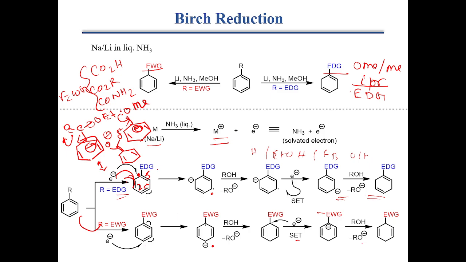That's why we are not getting the meta selectivity for both of the cases, electron donating and electron withdrawing. So the radical stability is the main reason for the para and ortho selectivity.